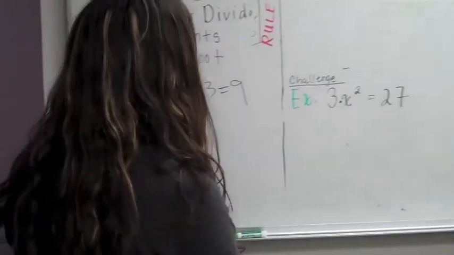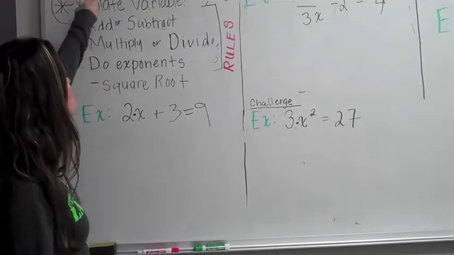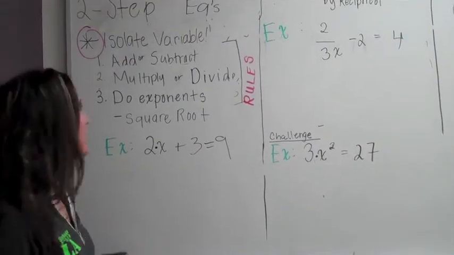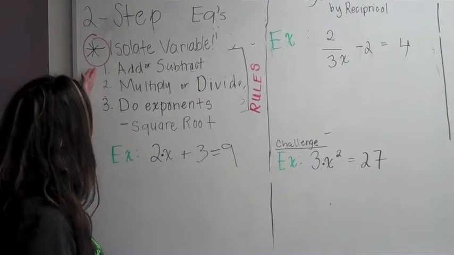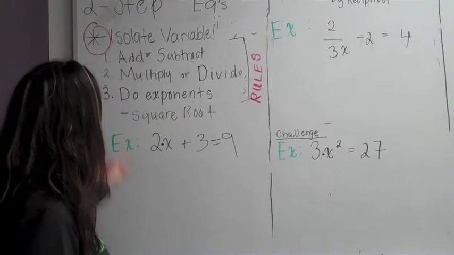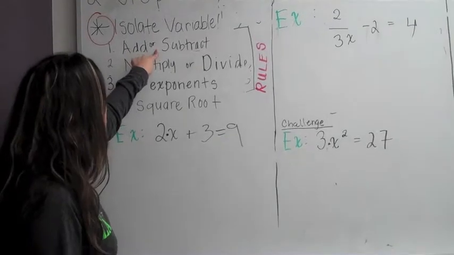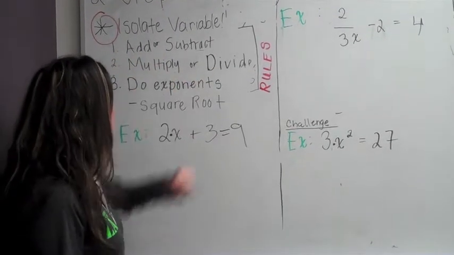Okay guys, welcome. Today we are going to be going over two-step equations. Our main goal is to completely isolate the variable. Now there are a couple of steps we must go through to do this. First, we must add or subtract. Second, we must multiply or divide.